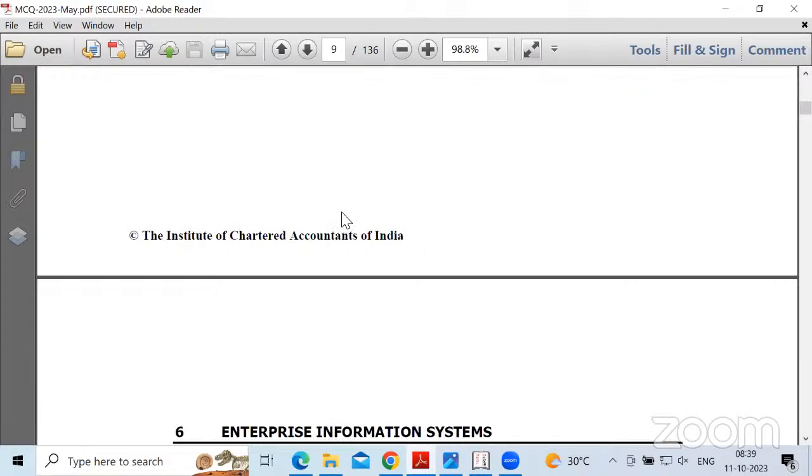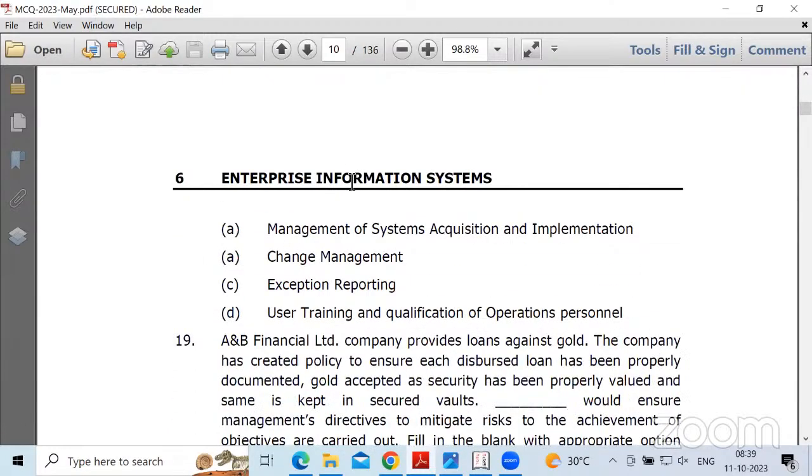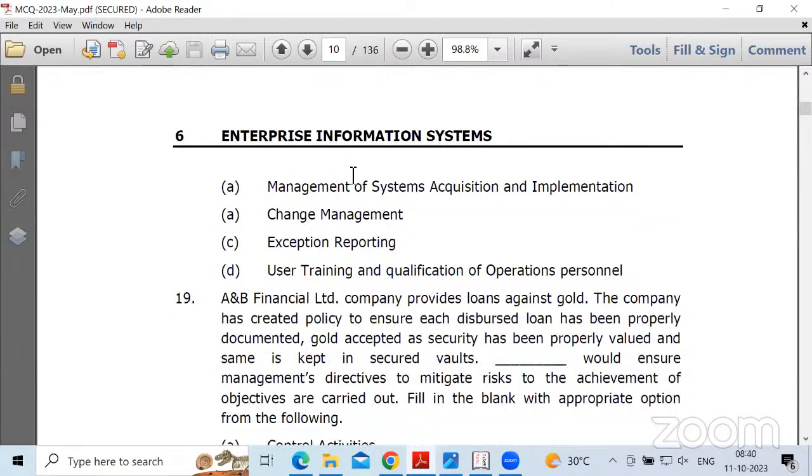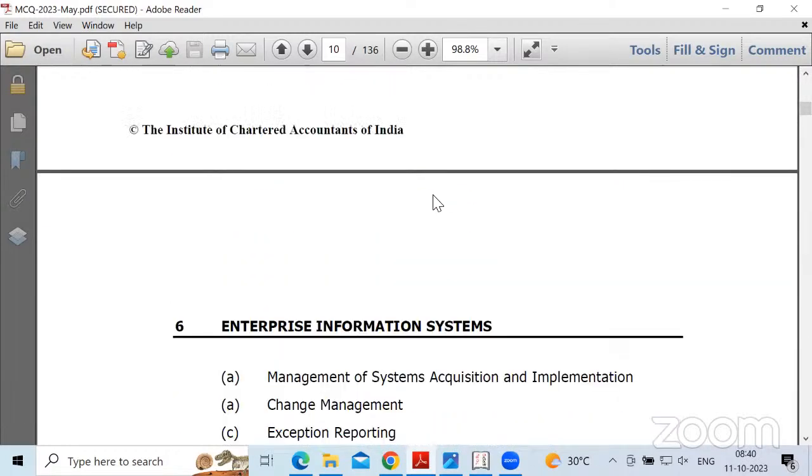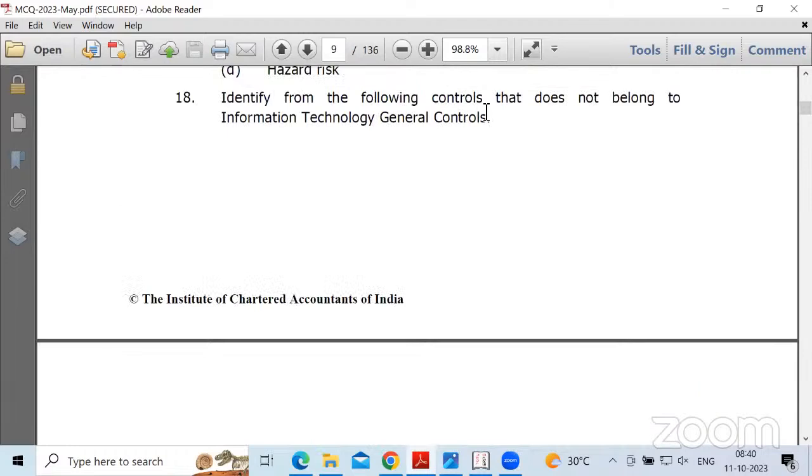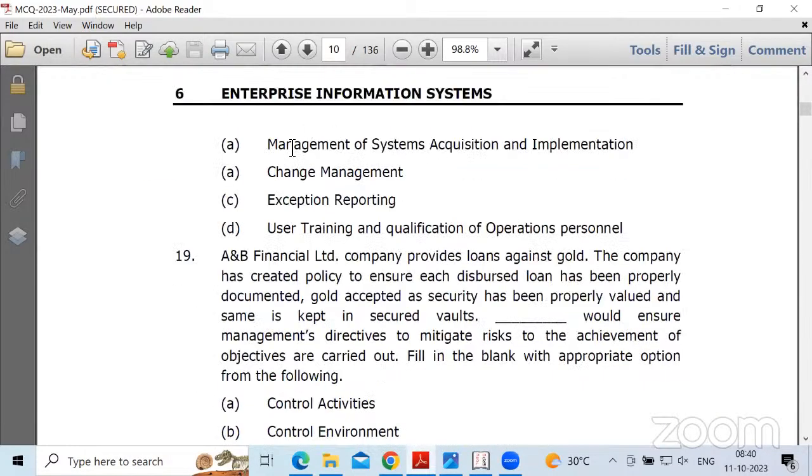Then identify from the following the control that does not belong to information technology general control. In my lecture, I mentioned that general control means it is applicable to all the IT systems. Specific, now, is application control. Now, what is the question? The question is: from the following controls, which does not belong to ITGC? Management system acquisition implementation, change management, exception reporting, user training and qualification of operations personnel.